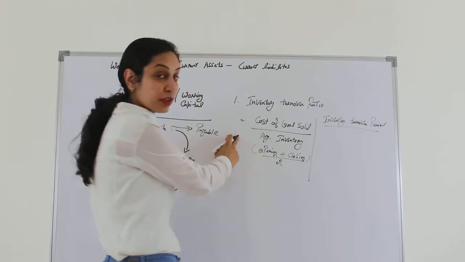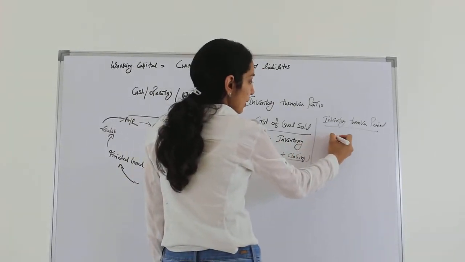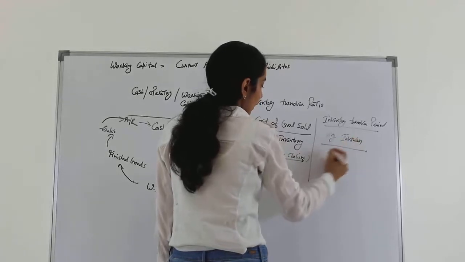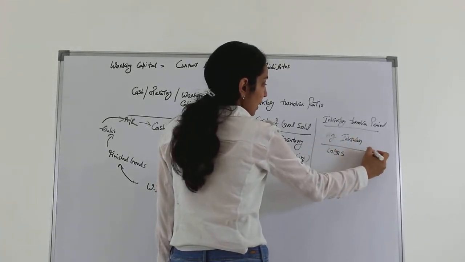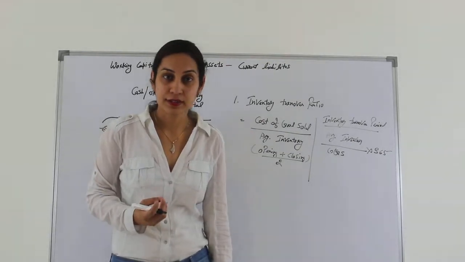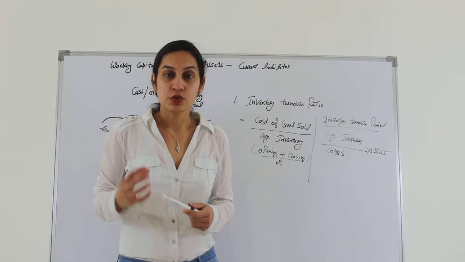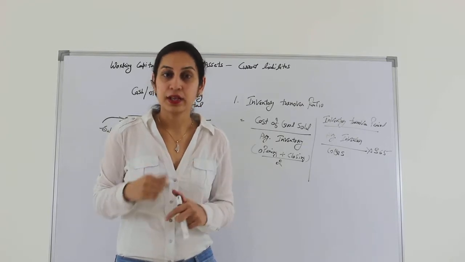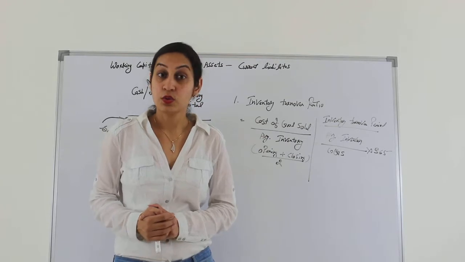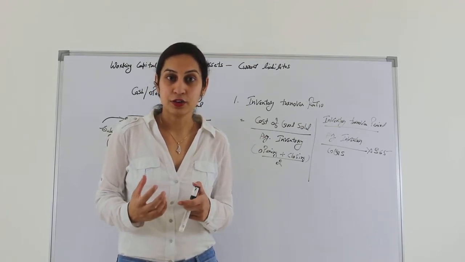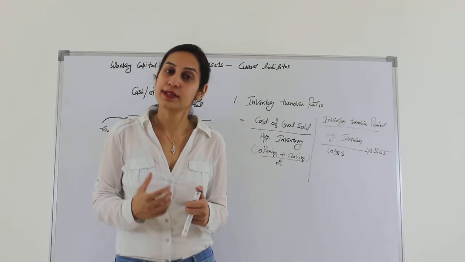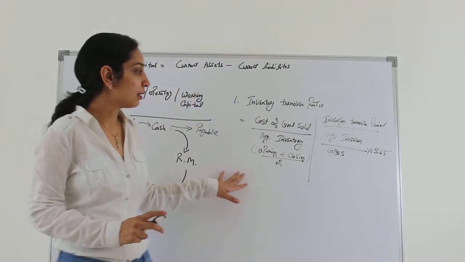The formula will be the reverse of what we discussed here. So average inventory divided by cost of goods sold multiplied by 365. As this ratio is dealing with days, it has to be multiplied by 365. So we have taken the inventory turnover ratio, reversed it and multiplied it with 365. This ratio will tell us how long it takes to convert the raw material into production. As we discussed, the shorter it is, the better it is. So that is about the inventory turnover ratio.